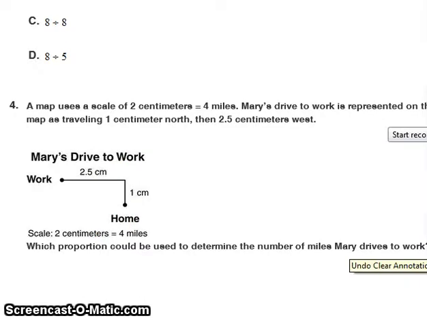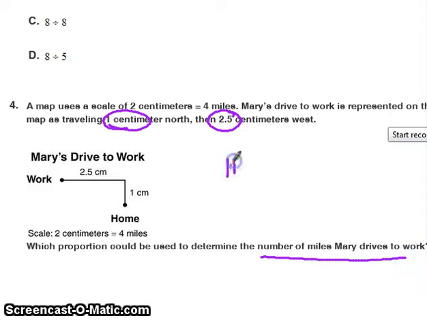Number 4, a map uses a scale of 2 centimeters and 4 miles. Mary's drive to work is represented on the map as traveling 1 centimeter north and 2.5 centimeters west. Which proportion could be used to determine the number of miles Mary drives to work? I would suggest, if you've got 2.5 there, and you've got 1 there, and we're looking for how much she drives to work, go ahead and add the centimeters, and we're going to have 3.5 centimeters on the map.